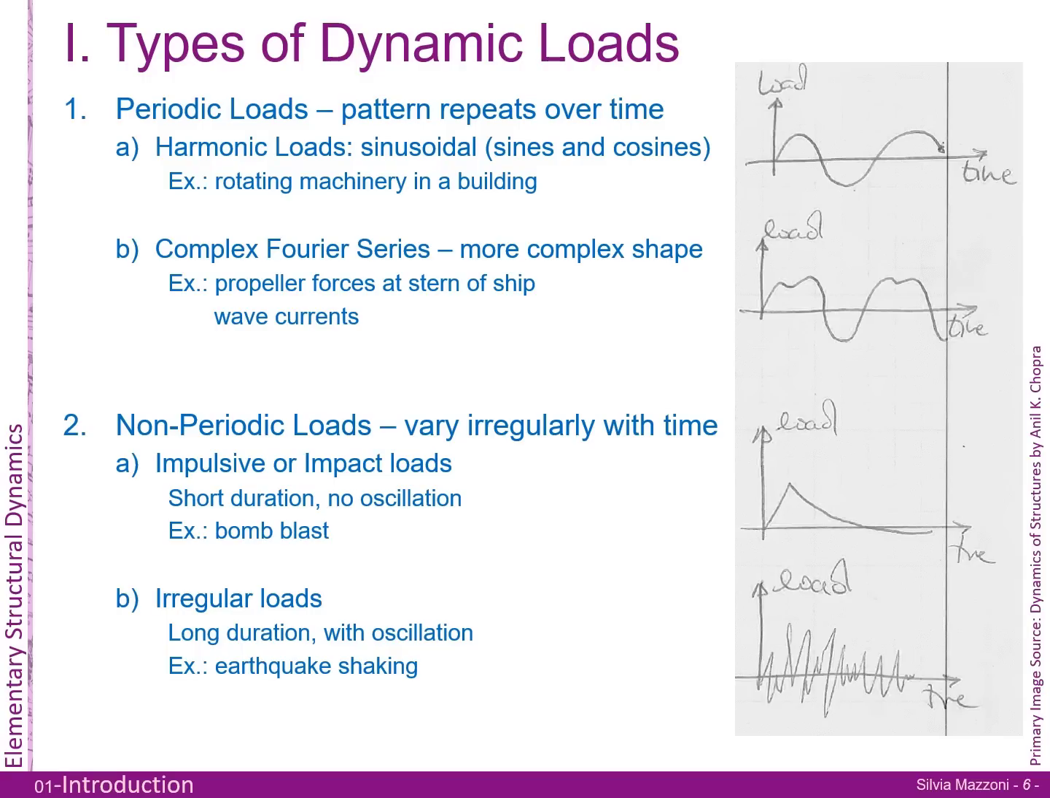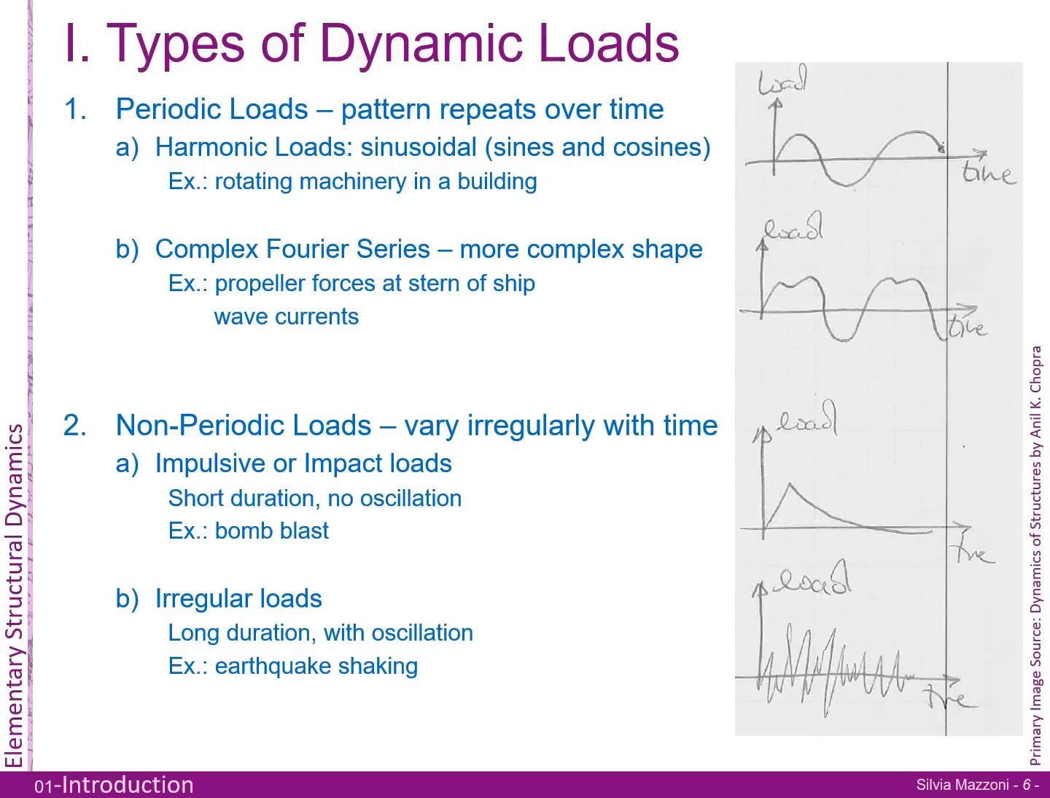Periodic loads have a pattern that repeats over time. It doesn't have to be a very clear pattern, but as long as it repeats itself over a certain amount of time. And non-periodic loads vary irregularly with time. And for each one of these two, we've got two different cases. So the first type of periodic loads are harmonic loads, so sinusoidal waves, sines and cosines.